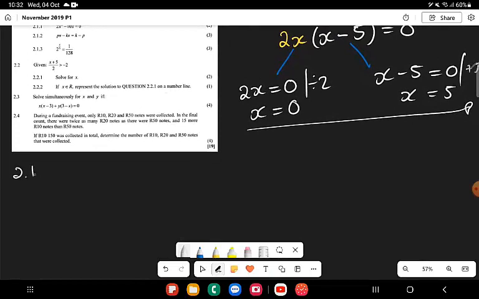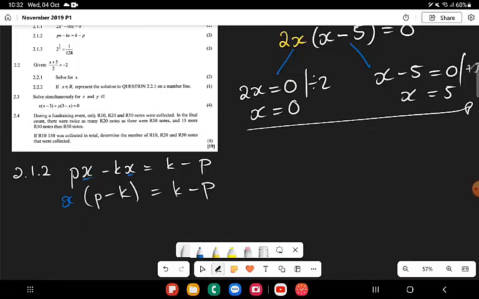Question 2.1.2 says px minus kx equals k minus p. So we want to solve for x. You can see p and k, k and p, that repeats, right? So let's see if we can take those out as being common. Or instead of that, let's take x out because we want x alone, right? Let's take x out. If I take x out, then I'm going to have p minus k is equal to k minus p.